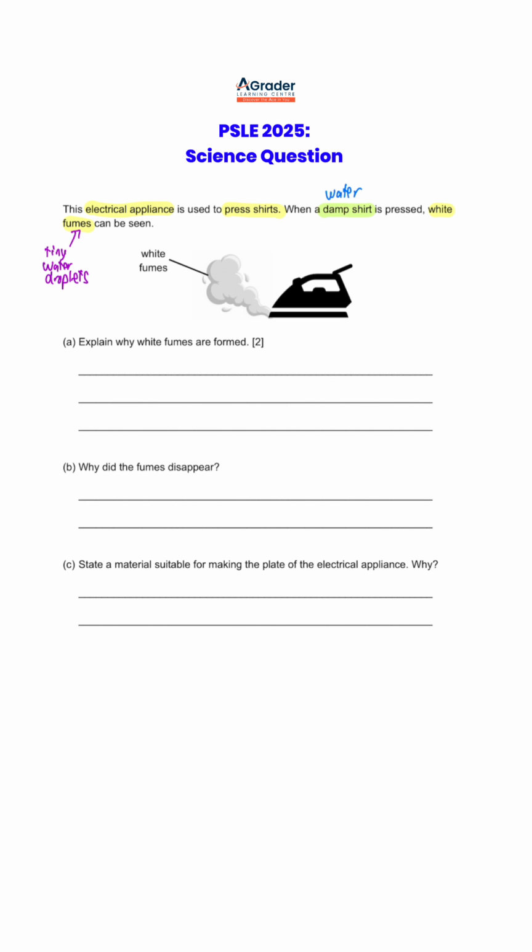Part A wants you to explain why the white fumes are formed. So there are two parts which you need to talk about. The first thing you need to talk about is that this electrical appliance is an iron, and there is going to be a hot surface pressed against a shirt. The water content in the shirt is going to gain heat from the iron, and it's going to evaporate into hot water vapor.